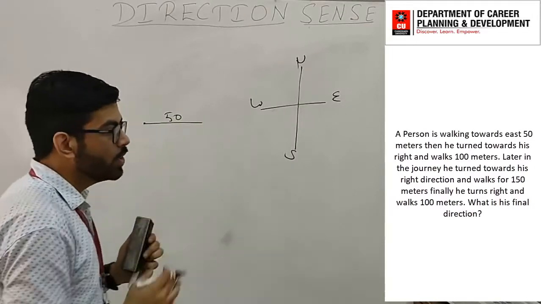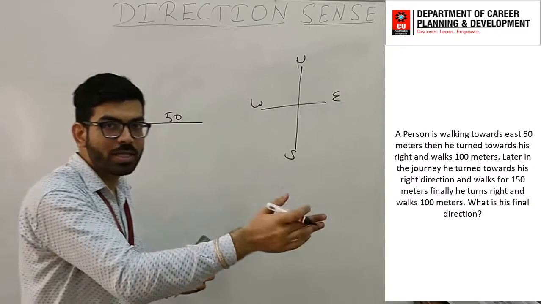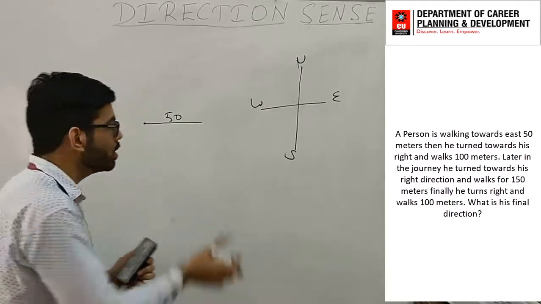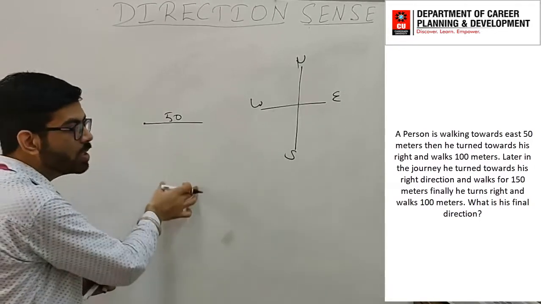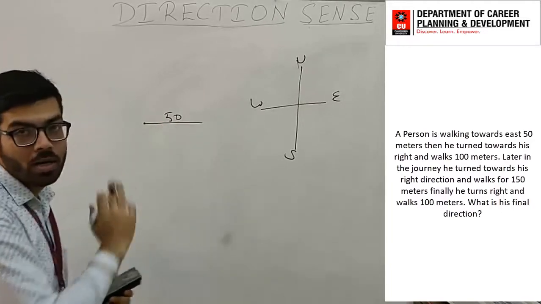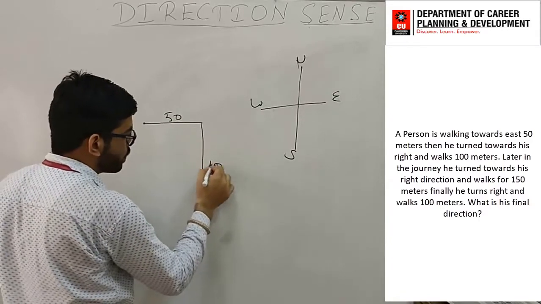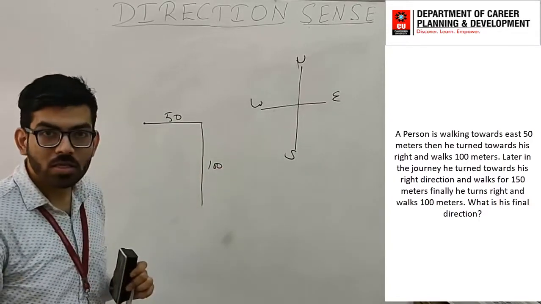Next line is, then he turned toward his right. So the right of this person, who is facing toward the east, will be the south direction. In the same way, the next part is turn towards his right and walk 100 meters. So from this point, 100 meters. Now he is facing towards the south direction.